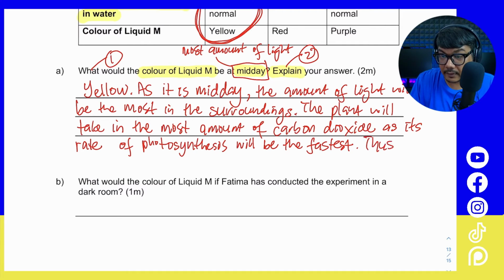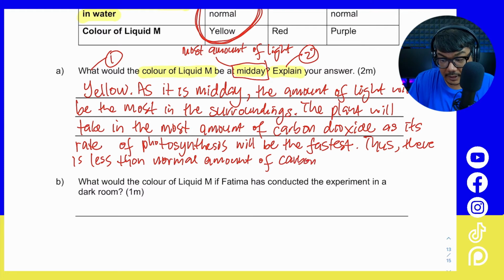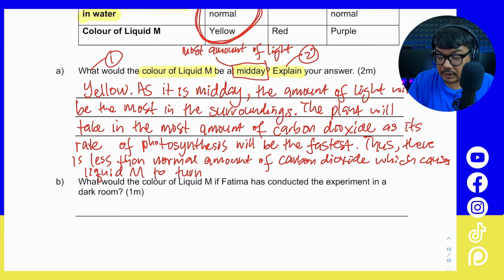Okay, so what if it is the fastest right now and absorbs the most? Thus, there is less than normal amount of carbon dioxide, which causes liquid M to turn yellow.